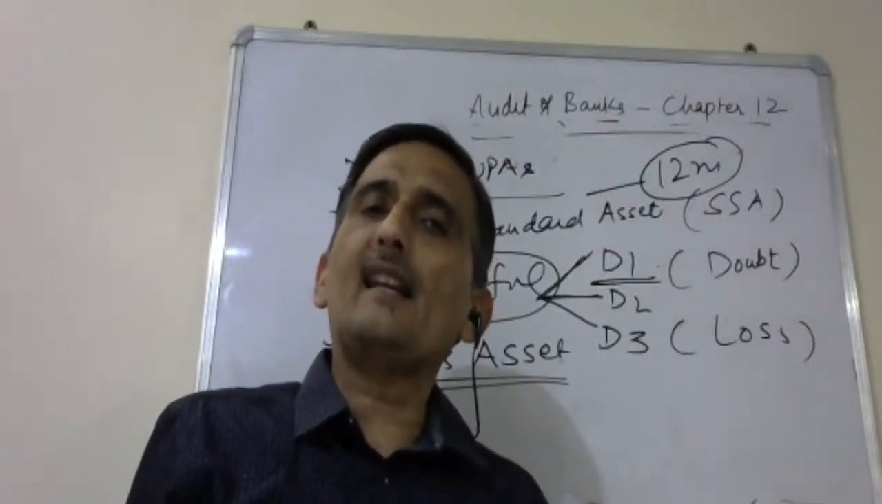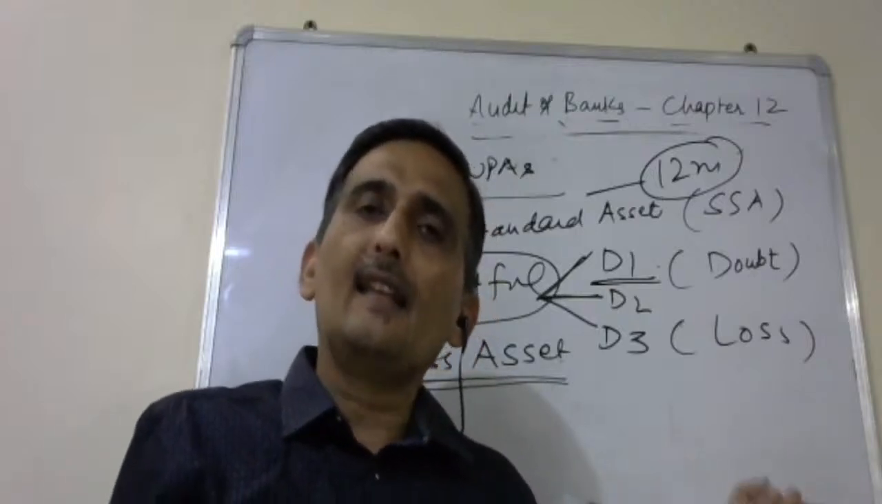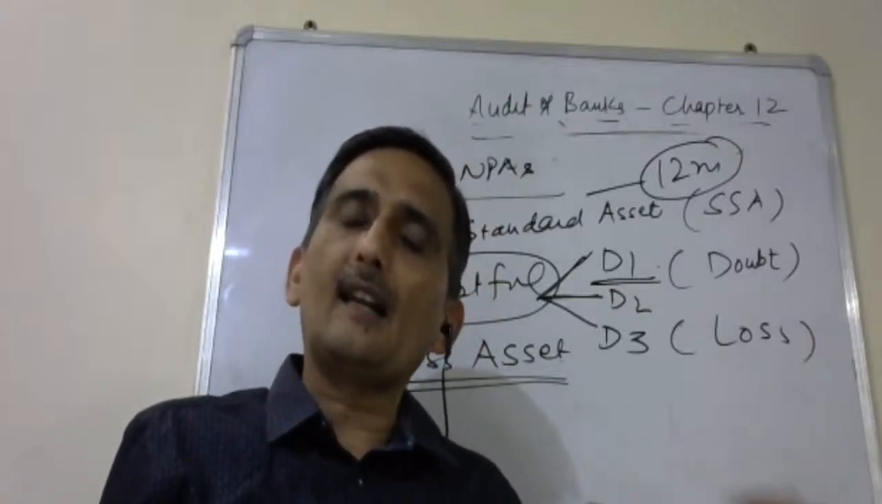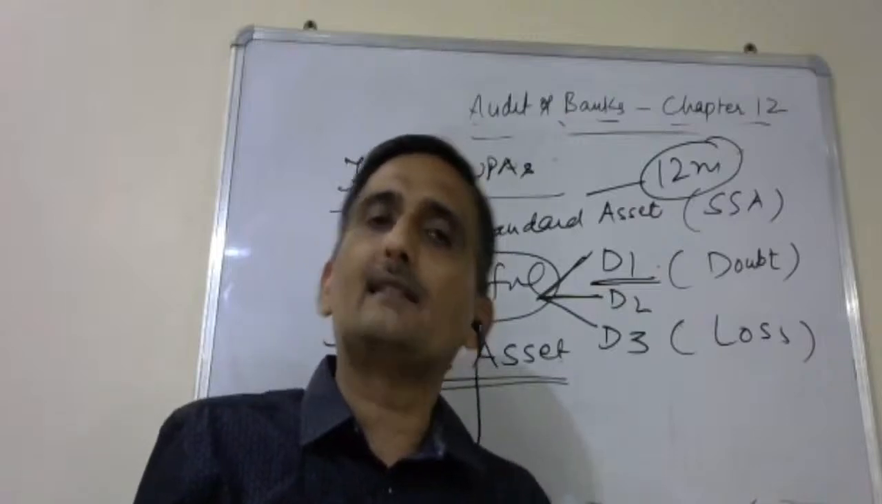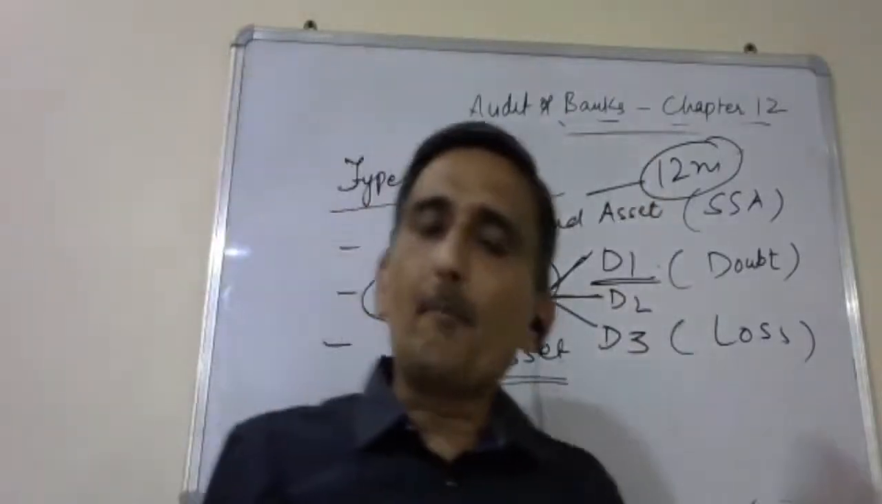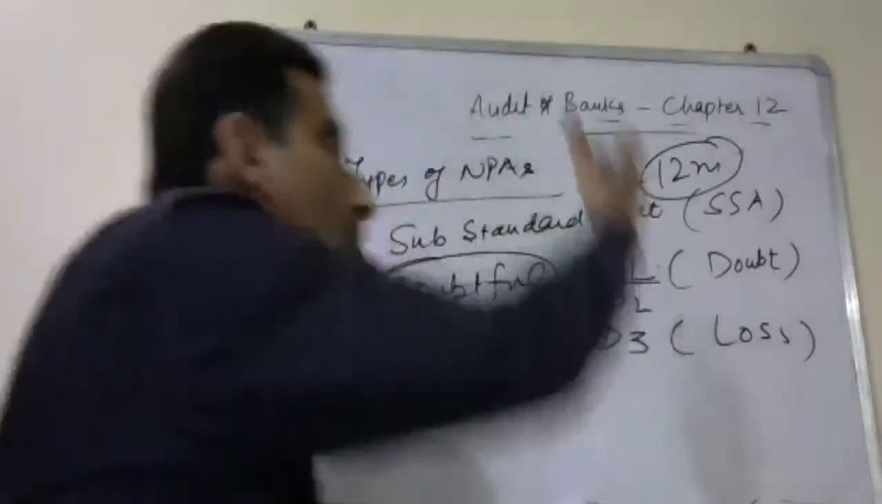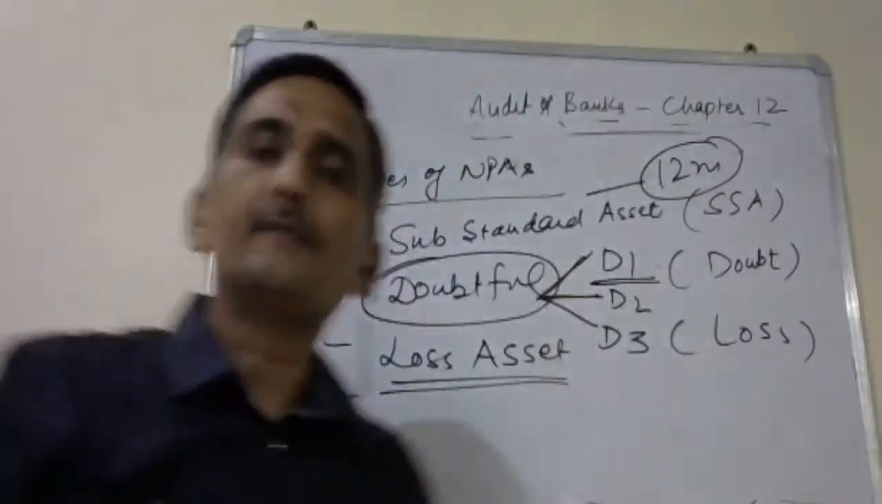If more than 3 years have passed under the doubtful category, then it becomes D3. So why is this distinction made? Because separate provisions have been prescribed by RBI for these different types of assets.